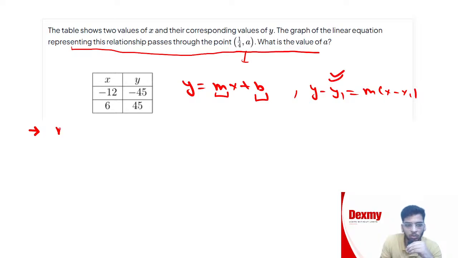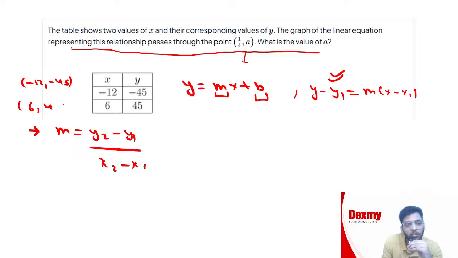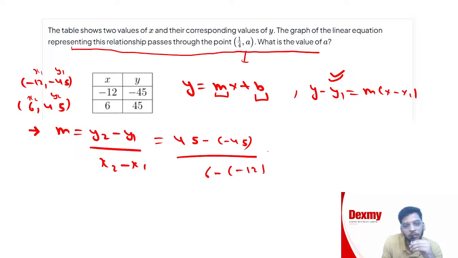For that we have to find the slope. The slope formula is y2 minus y1 over x2 minus x1. The coordinates are minus 12, comma minus 45 and 6, comma 45. Naming them x1, y1, x2, y2: y2 is 45, minus y1 is minus of minus 45, and x2 is 6, minus of minus 12. So 45 plus 45 is 90, and 6 plus 12, because the negative converts to addition, is 18. So 90 by 18 results in 5. So my slope is 5.